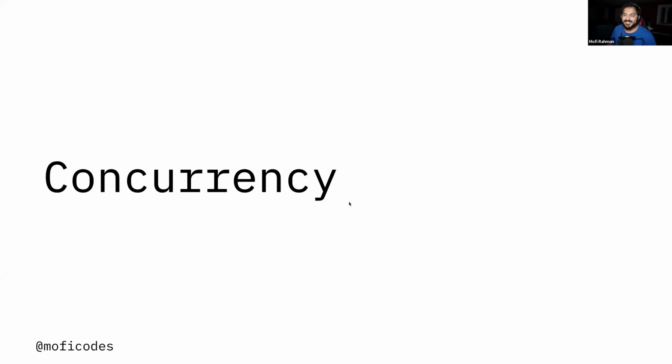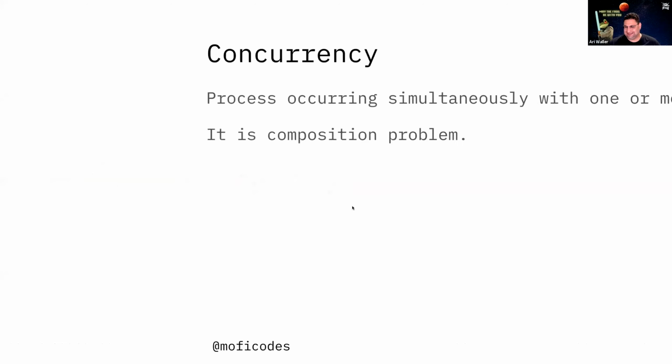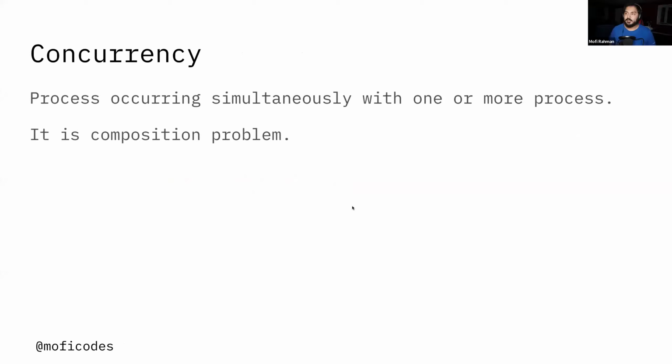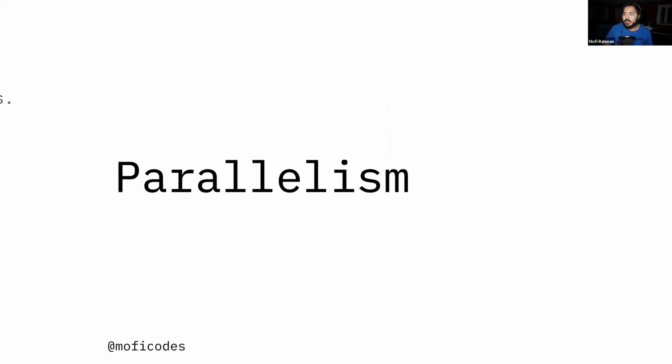Good. So we're going to talk about concurrency. And concurrency, what is it then? If you already know, great. If you don't, I'm going to tell you. It's a process occurring simultaneously with one or more processes. It is a composition problem. So what does that even mean? Because this definition only makes sense in comparison with parallelism. So let's just jump into that right away.